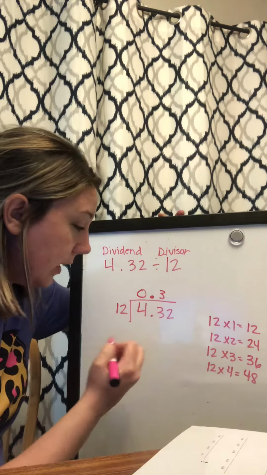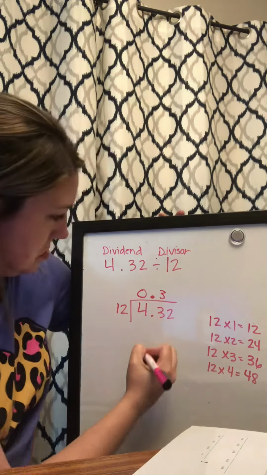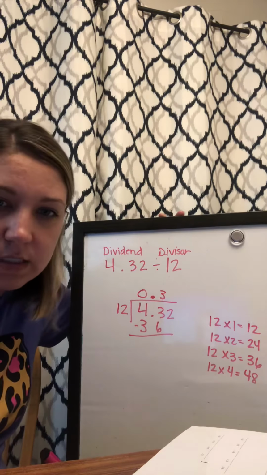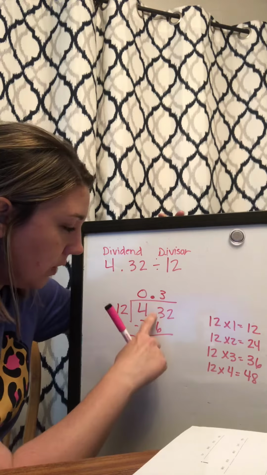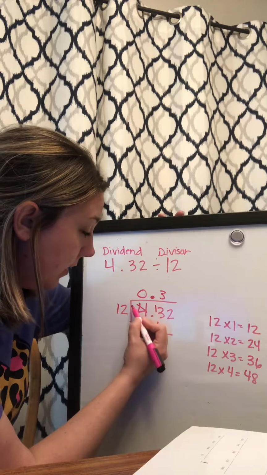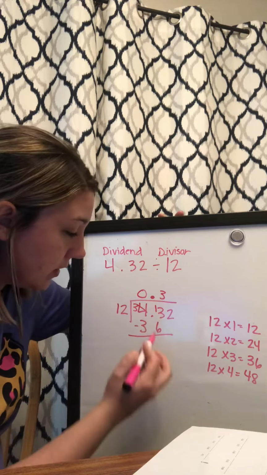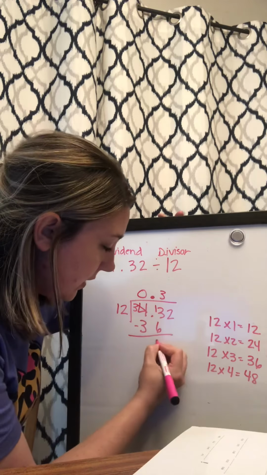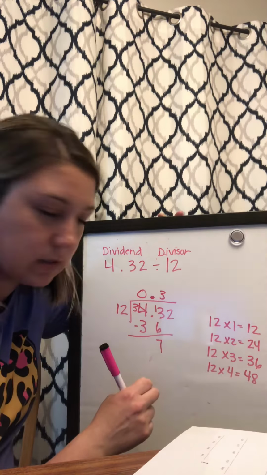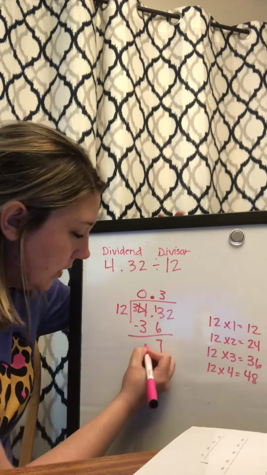So it can only go into it 3 times. 12 times 3 is 36. Okay, now I'm going to subtract. So you can't take 6 from 3, so we're going to go over here and borrow a 10 from this 40, right? So 13 minus 6 is 7. Oh, nope. I do not bring down my decimal. I don't know why I did that. 3 minus 3 is 0.